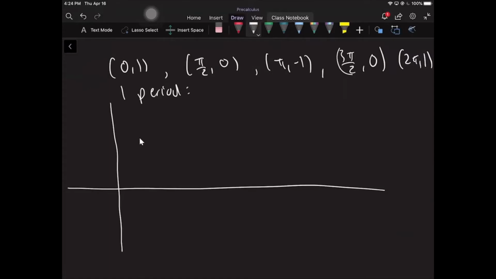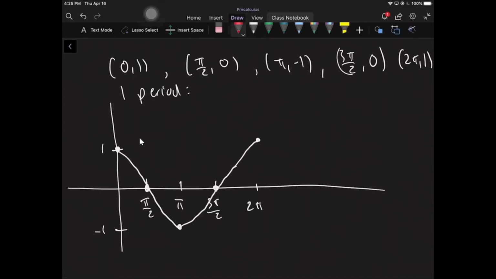So 0, 1, and again we're going to count by fourths of the period, just like last time. So we're counting by pi over 2's. So 0, 1, pi over 2 gives you 0, pi gets you negative 1, 3 pi over 2 gets you back to 0, and then 2 pi gets you back up to 1. So this is the shape for one period.